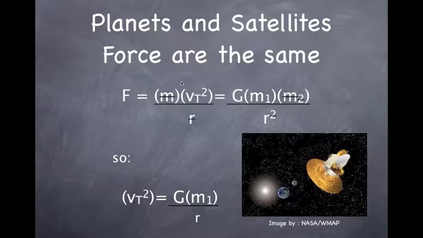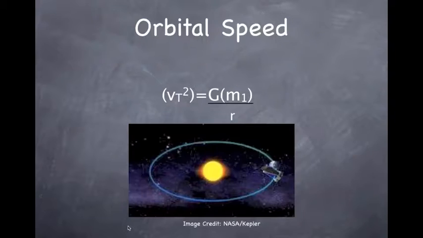Because of that, you can see that one of the mass terms is going to cancel out. That mass term is actually the mass of the orbiting object. The mass of what is causing the gravitational force is still very, very important. You also see that one of the r terms cancels out. What you end up with is this term right here, which more often is simplified as Vt squared, or just Vt if you take the square root. But Vt squared equals G m1 over r.